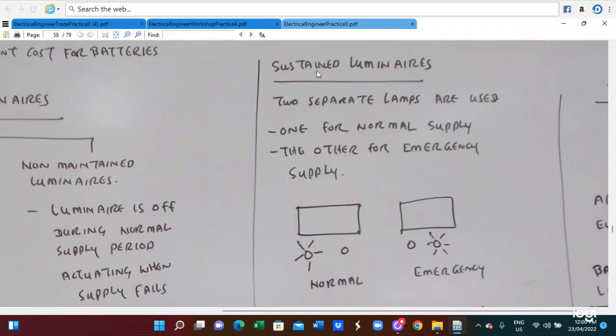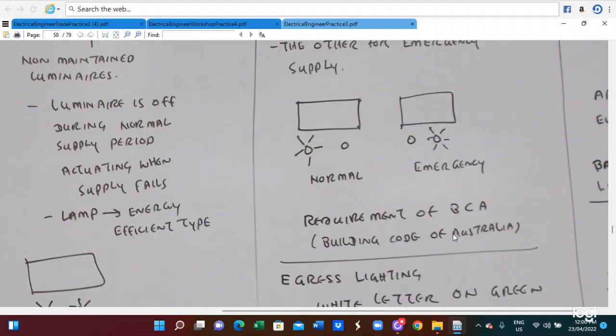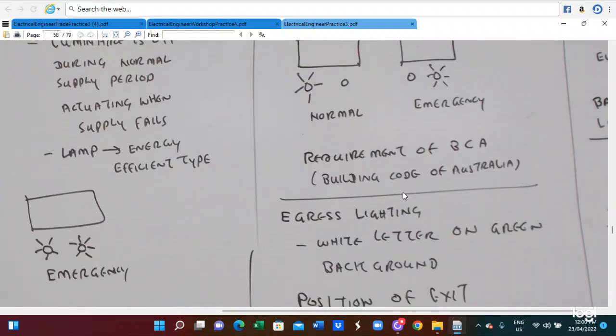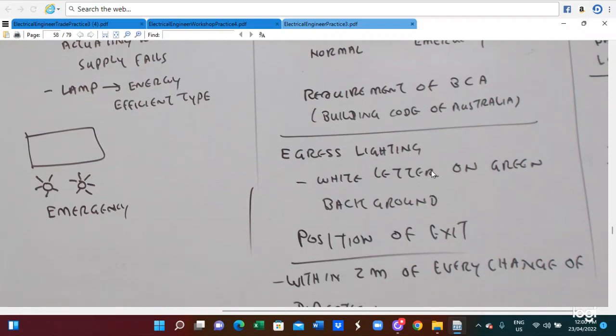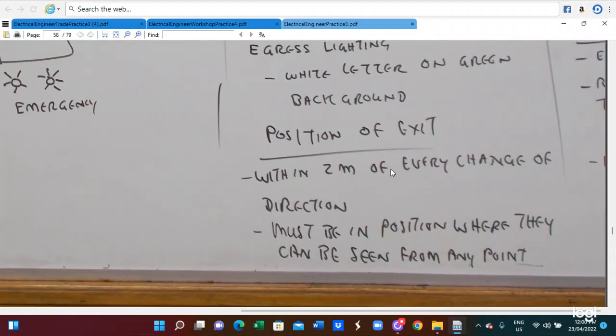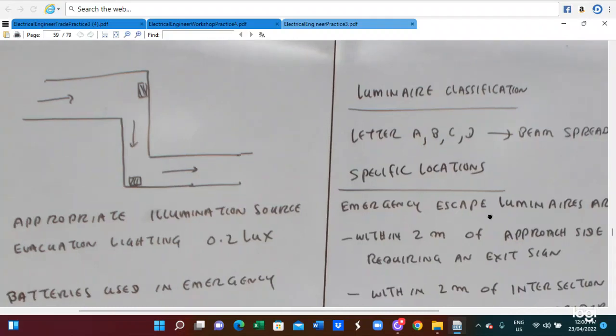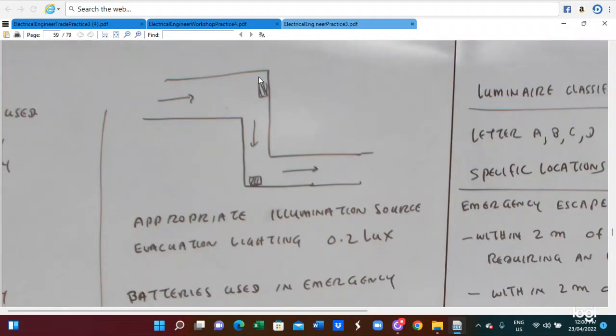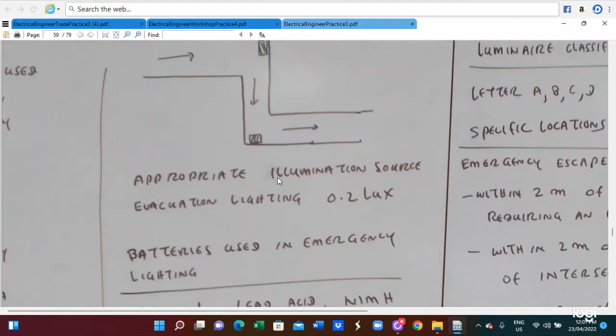For sustained luminaires, two separate lamps are utilized, one for the normal supply and the other for the emergency. So this is the normal supply, and this is the emergency supply system. Under the BCA, the Building Code of Australia, there must be egress lighting. They will see white text on a green background. We have to provide the exit sign within 2 meters of every change of direction, and it must be in a position where it can be seen by anybody. Every change of direction we have to provide emergency lighting, and this symbol must be located there.